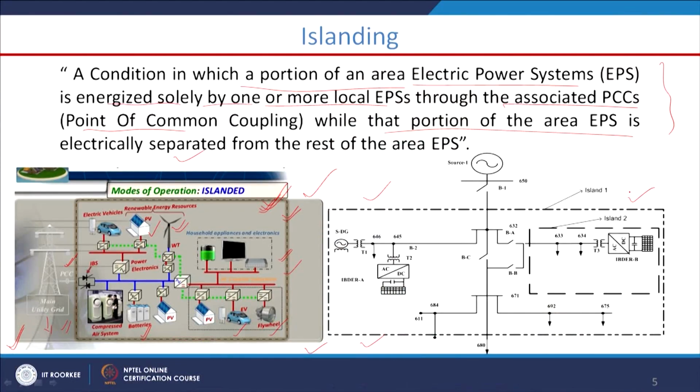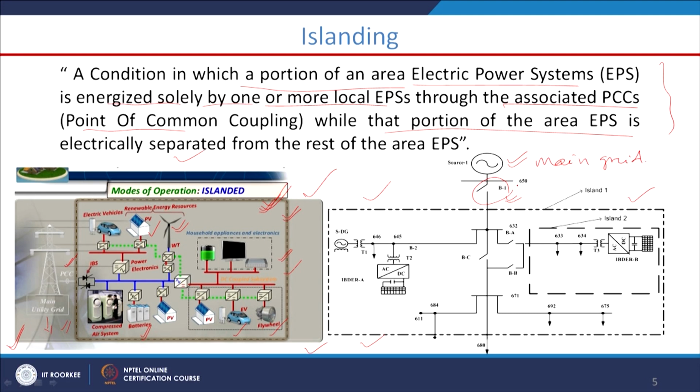Some portion of this microgrid system is islanded from the main grid. Our main grid is not supplying power to the microgrid. That is known as islanding of the system. And the second figure also says the same thing. Here source 1 is our main grid, and this main grid is connected to the microgrid with the help of B1. B1 is the circuit breaker.